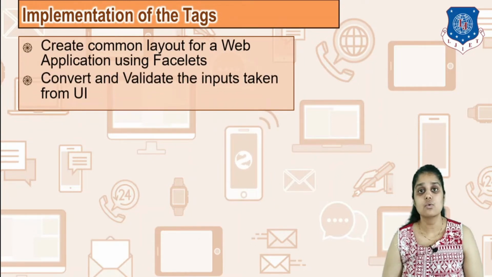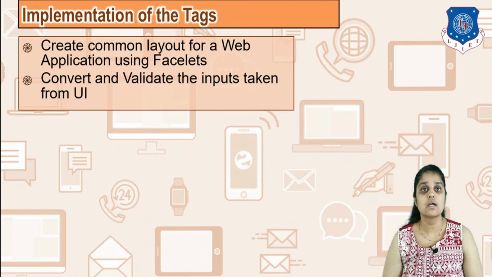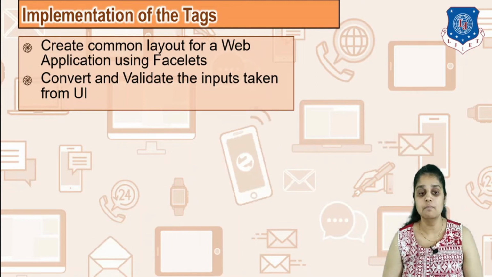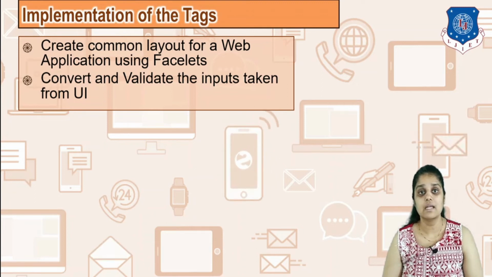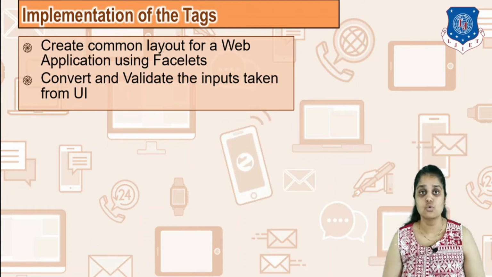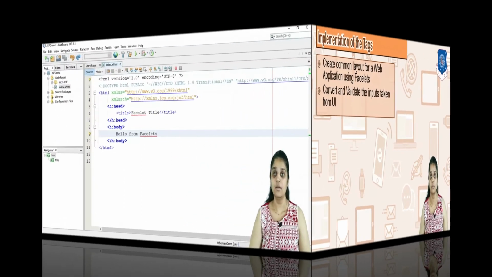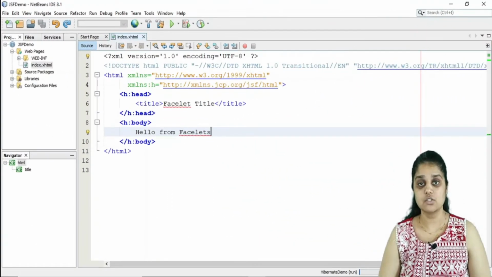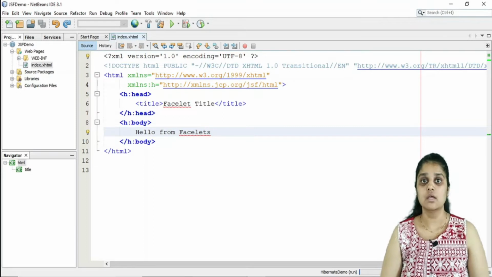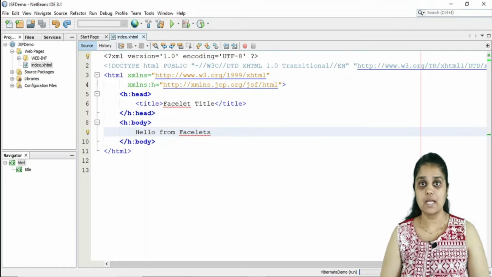So in this coding section, we are going to see how you create a common layout for web applications and change the content in them dynamically. You are also going to check how you can convert the numbers and validate the user input. So let us begin. Hello dear students, welcome to the coding section of JSF Facelets, Validator and Converter tags. We will start with the Facelet tags first.